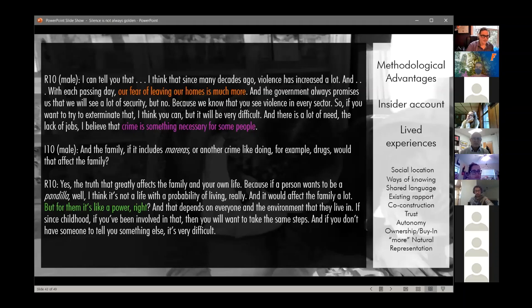And then they go on and talk. For them, it's like power, right? So this is what I'm talking about, in-depth data, not surface level stuff, but really deep thoughts about these topics.